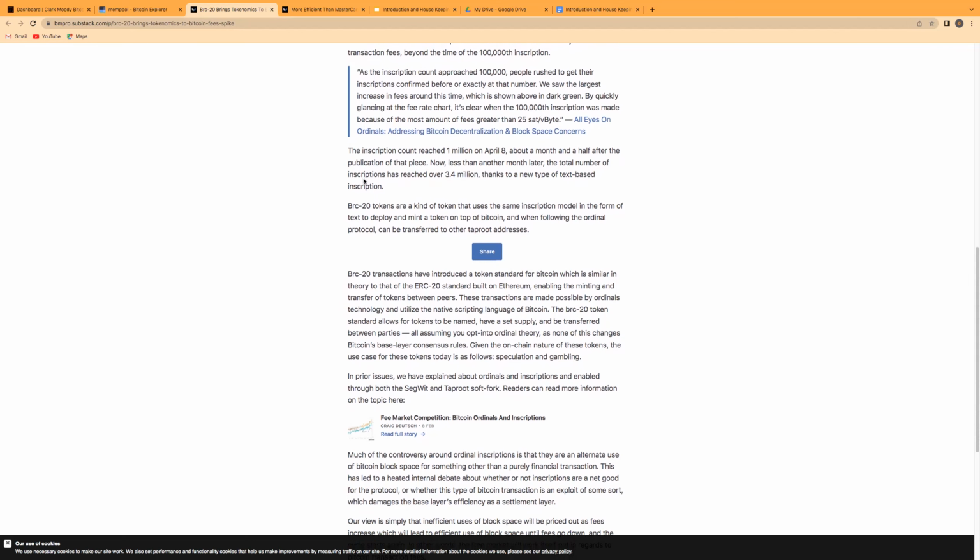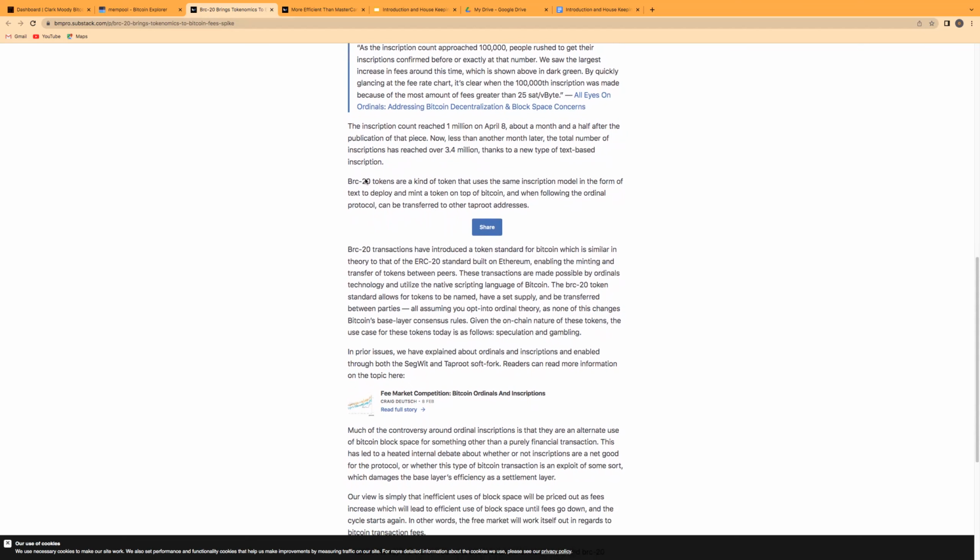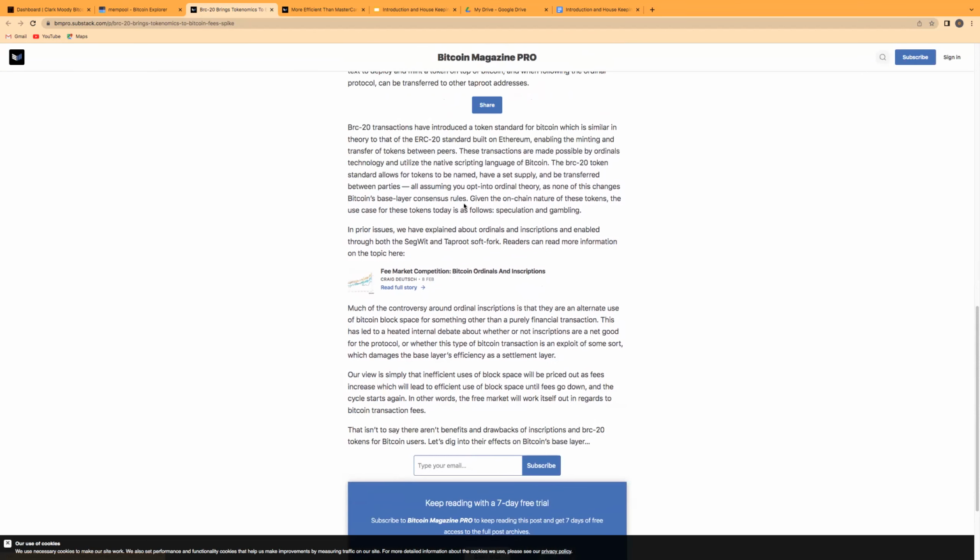Very interesting. So it goes on to say BRC tokens are kind of tokens that use the same inscription model in the form of text to deploy and mint a token on top of Bitcoin, and when following the ordinal protocol can be transferred to other taproot addresses. BRC20 transactions have introduced the token standard for Bitcoin, which is similar in theory to that of the ERC20 standard built on Ethereum, enabling the minting and transfer of tokens between peers. These transactions are made possible by Ordinals technology and utilize the native scripting language of Bitcoin.